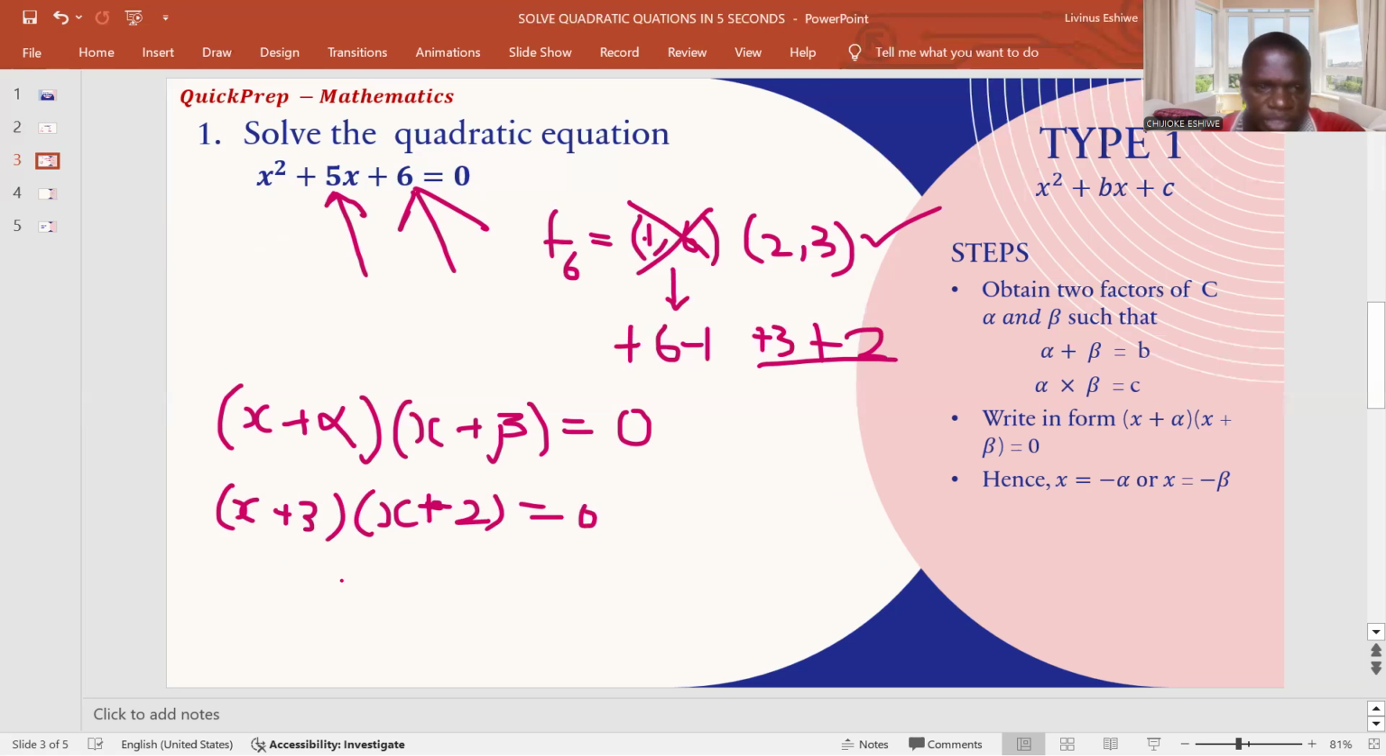The final thing we need to do here is to place x is equal to, remember this plus 3 goes down here to give us minus 3. And then x is equal to what? Minus 2. Now, please take notes.